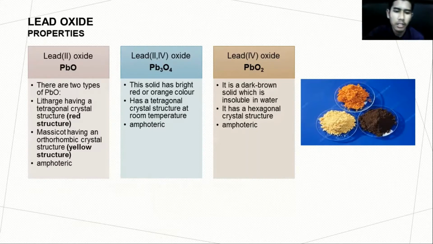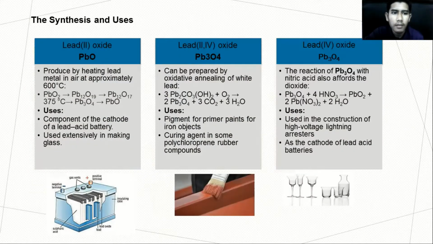All of these oxides have amphoteric properties. Next is synthesis and use. The first one is lead, plumbum, oxide. Plumbum oxide can be produced by heating lead metal in air at approximately 600 degrees Celsius. The use of lead oxide is as a component of the cathode of lead acid batteries.